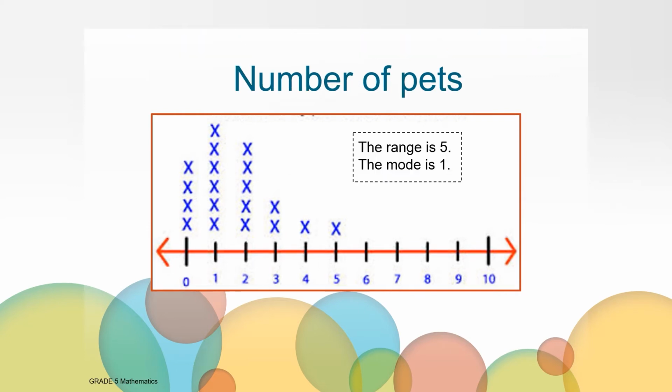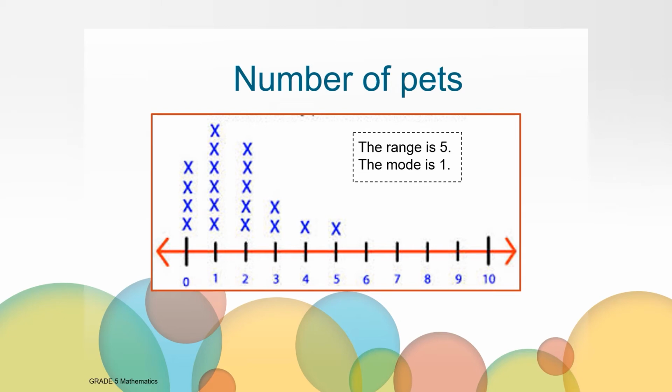Our title for this line plot is Number of Pets. This data was taken from a classroom of students. We know that the range is 5 and the mode is 1. But what does that mean? Well, the range of 5 means that the difference between the greatest number of pets and least number of pets is 5. The mode of 1 means that having 1 pet is the most popular occurrence in the class.